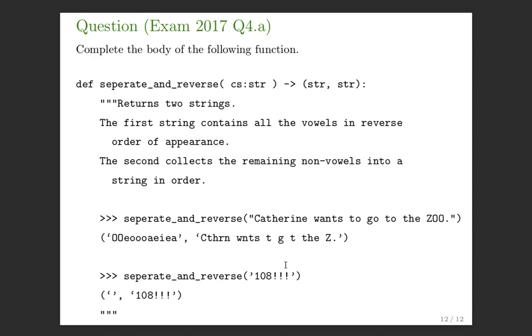This is from Final 2017 question 4a. Take in a string, and then return two strings. One string contains all the vowels in reverse order, and the second string collects all the non-vowels in the natural order. So "Catherine wants to go to the zoo" would give you this. These are the vowels in reverse order, O, O, O, E, O, O, A, and so on. And then this string is the original string with all the vowels removed. Right?